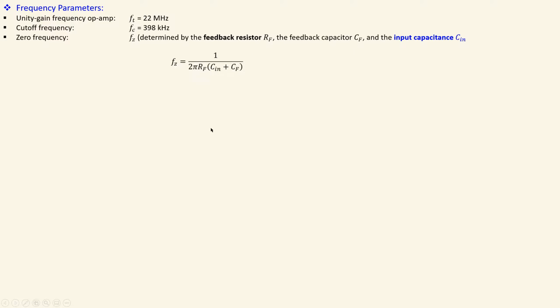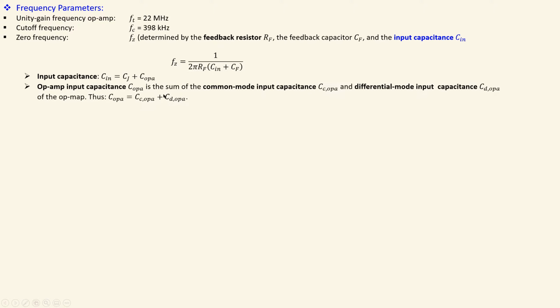So what we have is then the following. This is what we have, and if you now just look at the input capacitance of this circuit, which is then the junction capacitor and also the op-amp capacitor. An op-amp capacitor is a sum of the common mode input capacitor and the differential mode input capacitor.